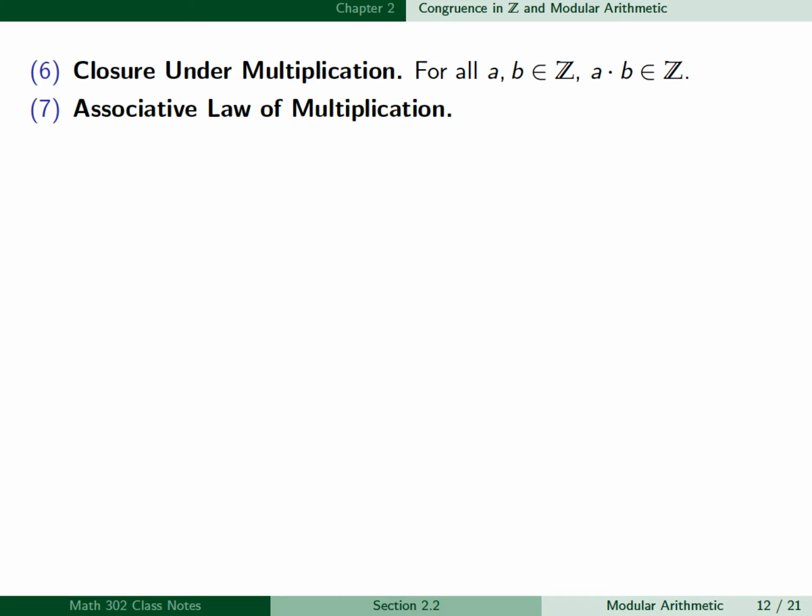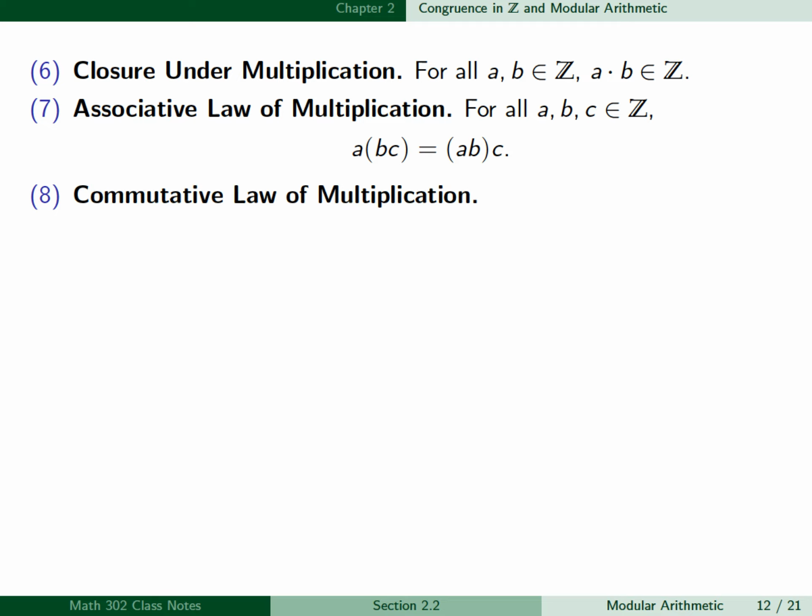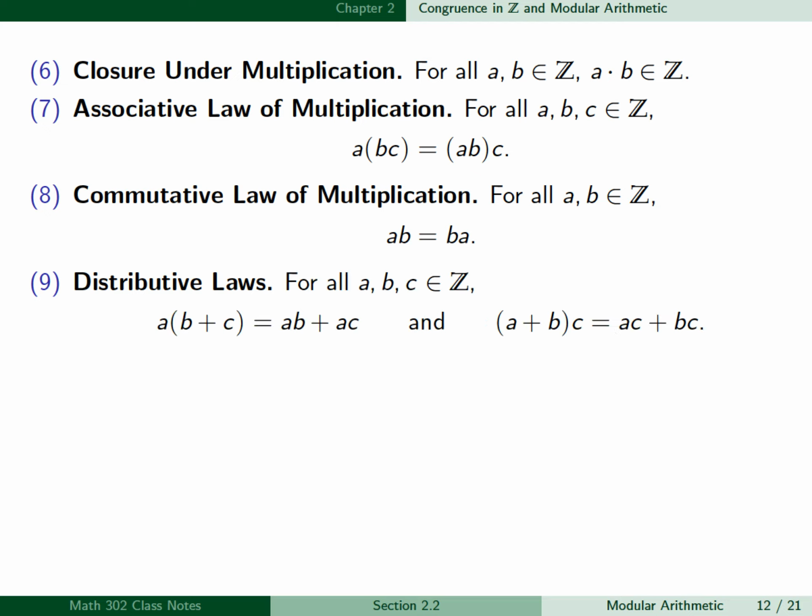7 is the associative law of multiplication: for all a, b, c in Z, a times the quantity b times c is equal to the quantity ab times c. 8 is the commutative law of multiplication: for all a and b in Z, a times b is equal to b times a. 9 is the two distributive laws: for all a, b, c in Z, a times the quantity b plus c is equal to ab plus ac, and the quantity a plus b times c is equal to ac plus bc. 10 is the existence of a multiplicative identity.